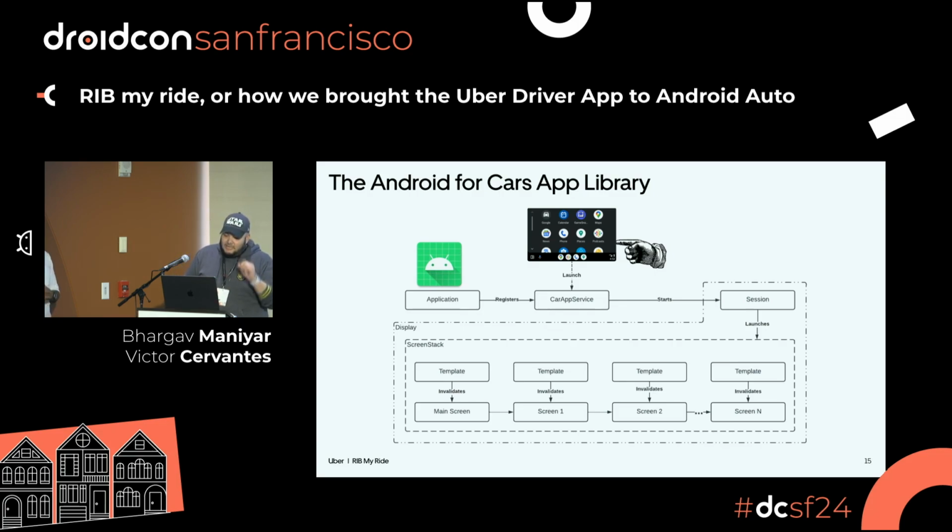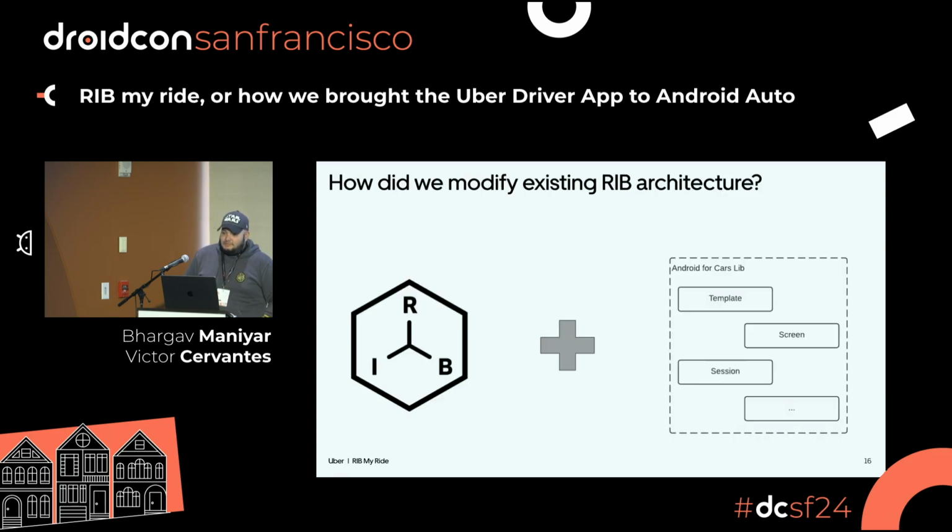But there is a huge limitation with the screen: we cannot touch views. The screens can only be mutated by templates, and a template is just a view model. So our question was, how can we convert the RIBs architecture to work with the Android for Cars library, where the paradigm is totally different?